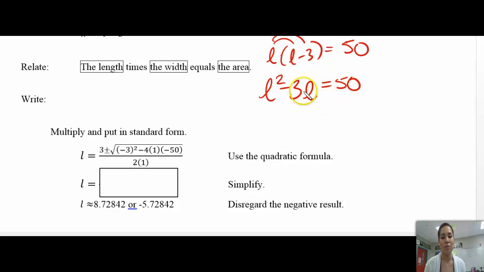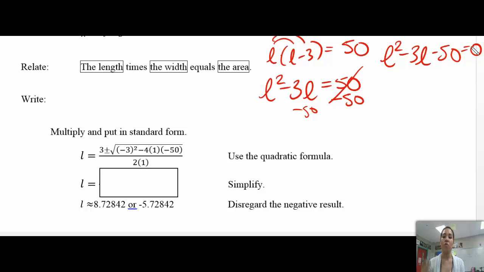How can I get this 50 over here? Well, it's a positive 50, so if I subtract from both sides, I can get it to the left side. So now we're writing it in standard form. We have L squared minus 3L minus 50 is equal to 0. From here, we would solve how we've been solving, either with the quadratic formula or try to factor.